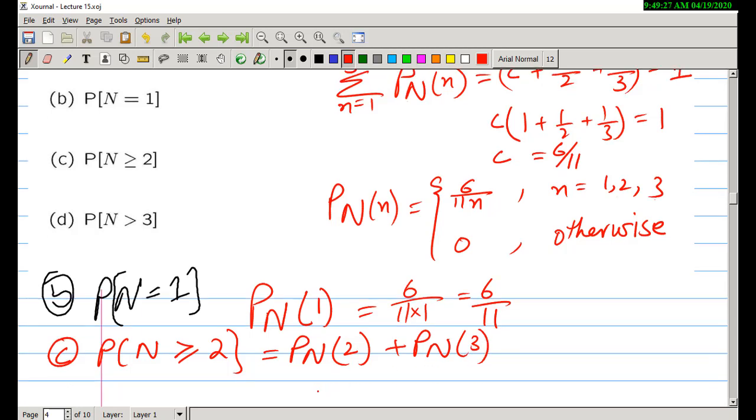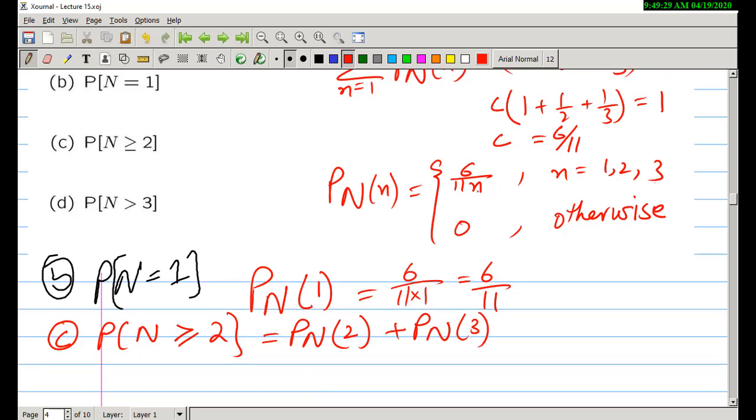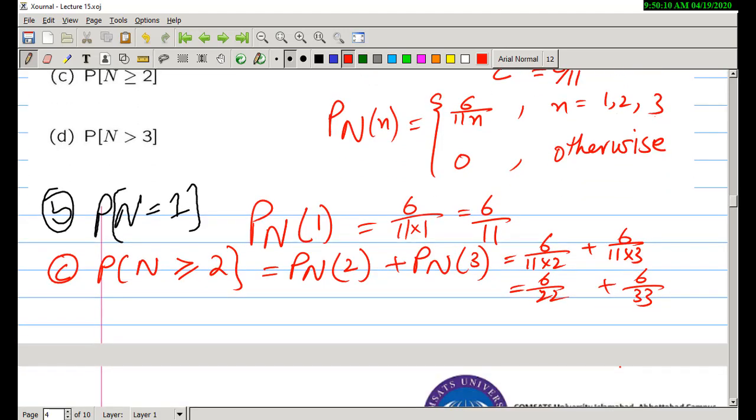So we will put 6 by 11 into 2 plus 6 by 11 into 3. So this would be simply 6 by 22 plus 6 by 33. Just take the LCM and you will find the answer.